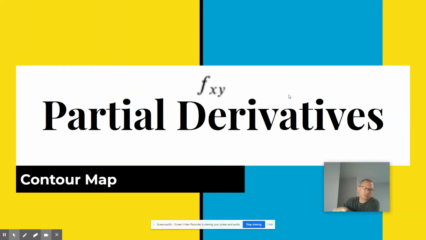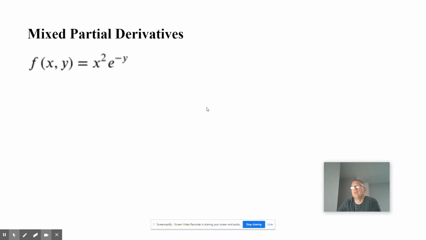Here we look at partial derivatives given a contour map. In this case, mixed partials, we're going to look at fxy, or the partial of f with respect to x and then y. And we just want to know whether it's positive or negative as we look at the contour map. So here is our curve, x squared e to the negative y.